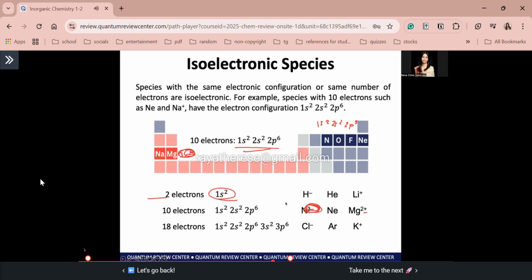So, other isoelectronic species include, for 2 electrons, 1s2 electron configuration. So, the isoelectronic species are hydride, helium, and lithium cation. For 18 electrons naman, the electron configuration is 1s2, 2s2, 2p6, 3s2, and 3p6. And the isoelectronic species are fluoride ion, argon, and potassium cation. Lahat ito ay may same electron configuration na ito. Okay? Hope that's clear.